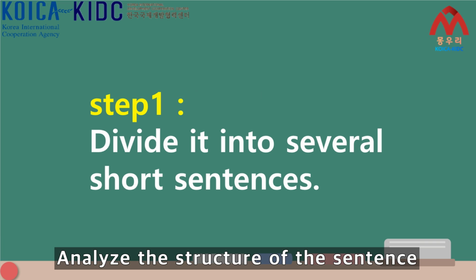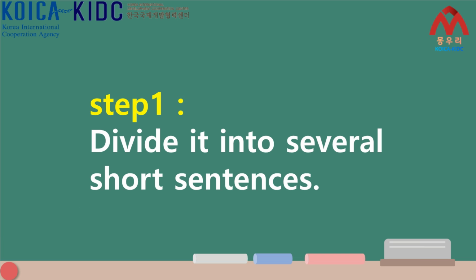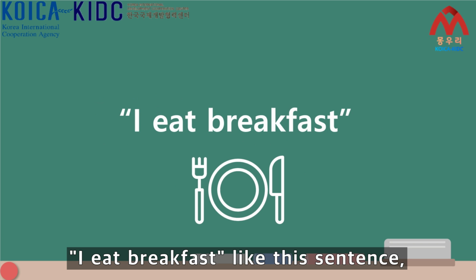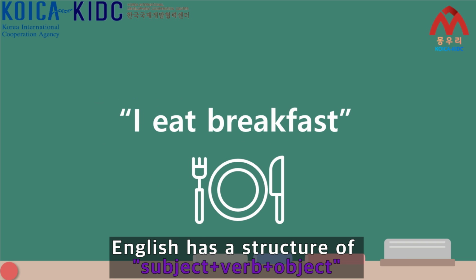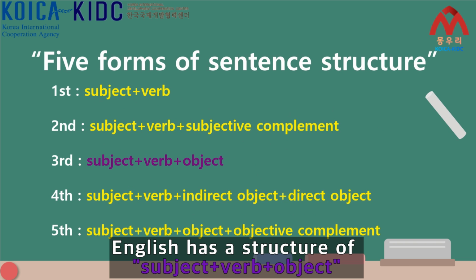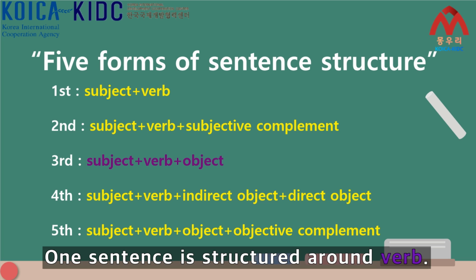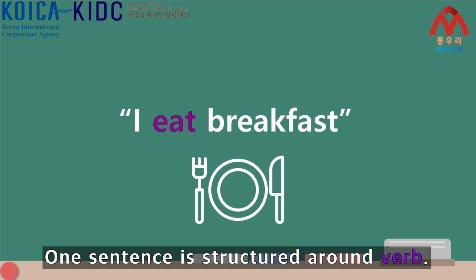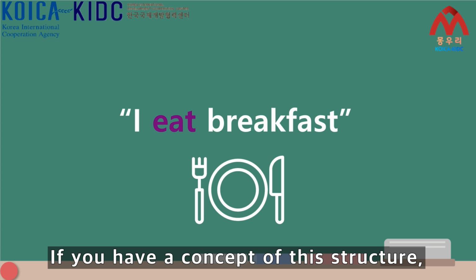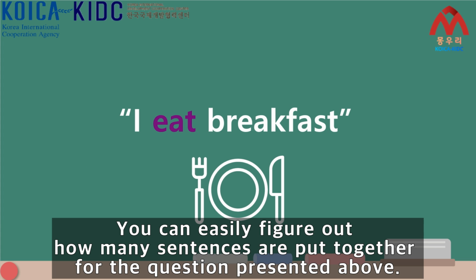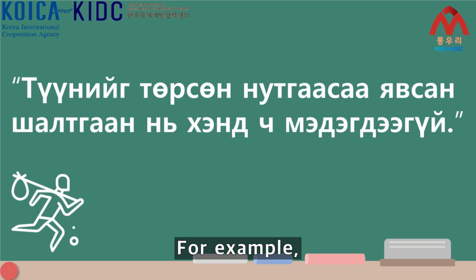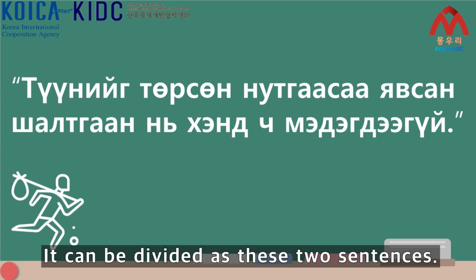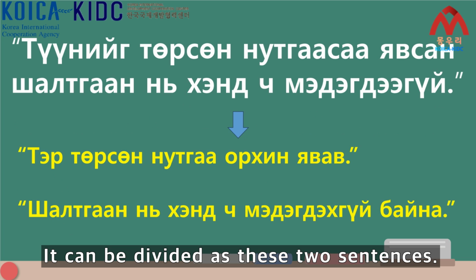Step 1. Analyze the structure of the sentence. Divide it into several short sentences. I eat breakfast. Like this sentence, English has a structure of subject, verb, object. One sentence is structured around the verb. If you have a concept of this structure, you can easily figure out how many sentences are put together for the question presented above. For example, it can be divided as these two sentences.